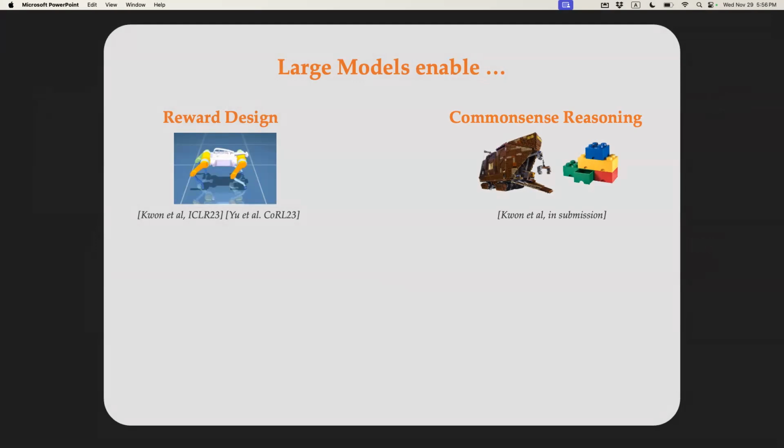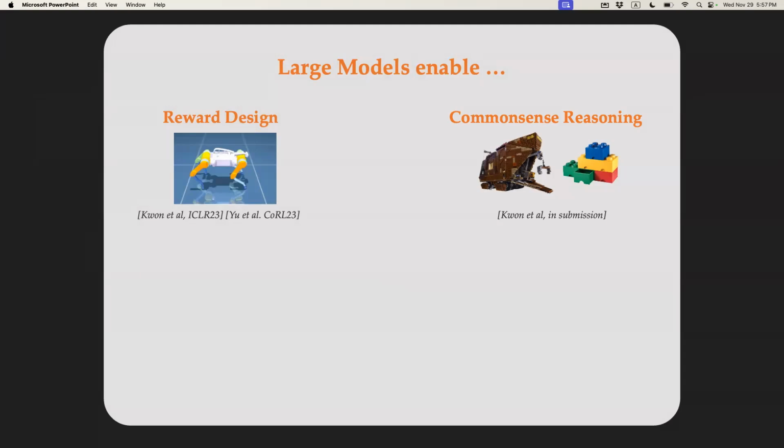You could also fine-tune these large language models and vision language models to be more aligned to what you're after. Some of the works that we are looking at are about fine-tuning VLMs to be more physically grounded or more spatially grounded. And that is a way of getting them to be more aligned in terms of the reward functions that you're actually after. You could use them for things like common sense reasoning.